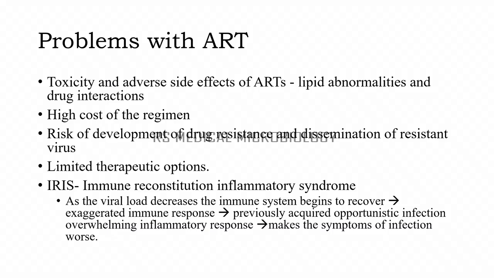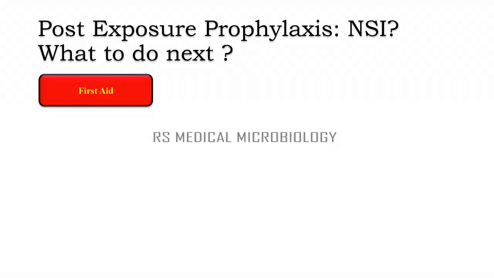basically happens when the viral load decreases. Once the viral load decreases, the immune system starts to build up and there is an exaggerated immune response. So previously acquired opportunistic infections show a lot of inflammatory response, which makes the symptoms of the infection much worse.